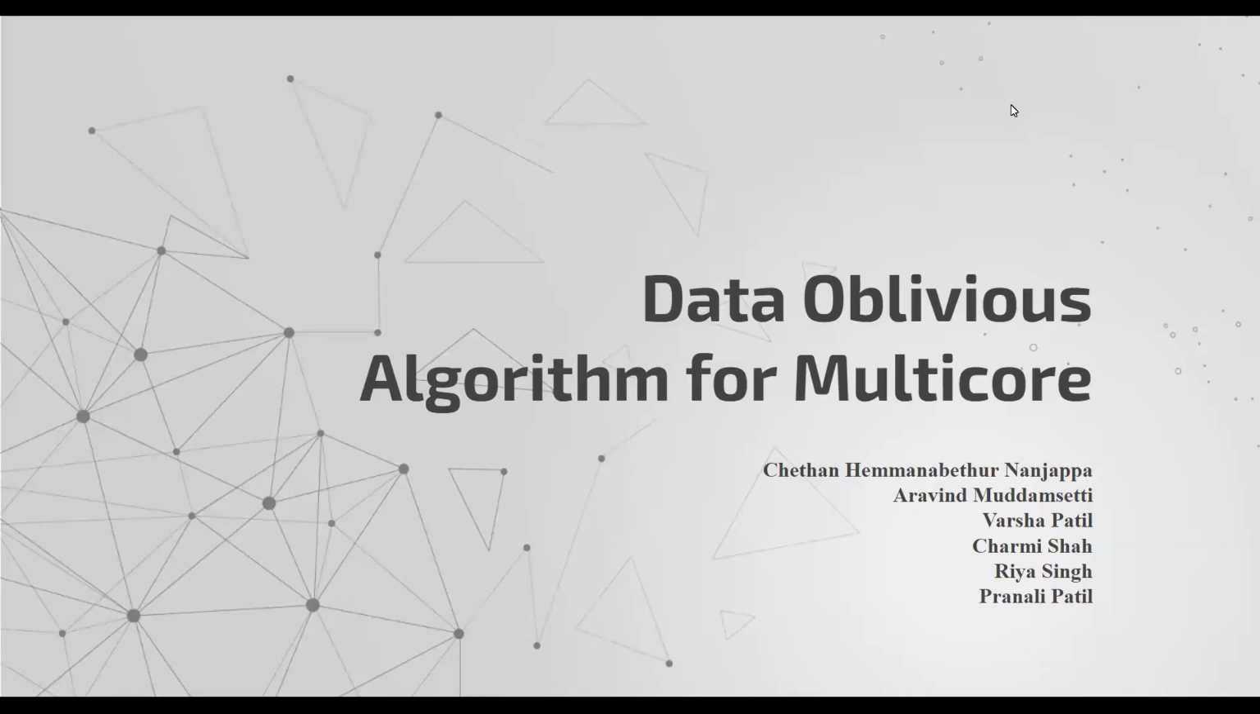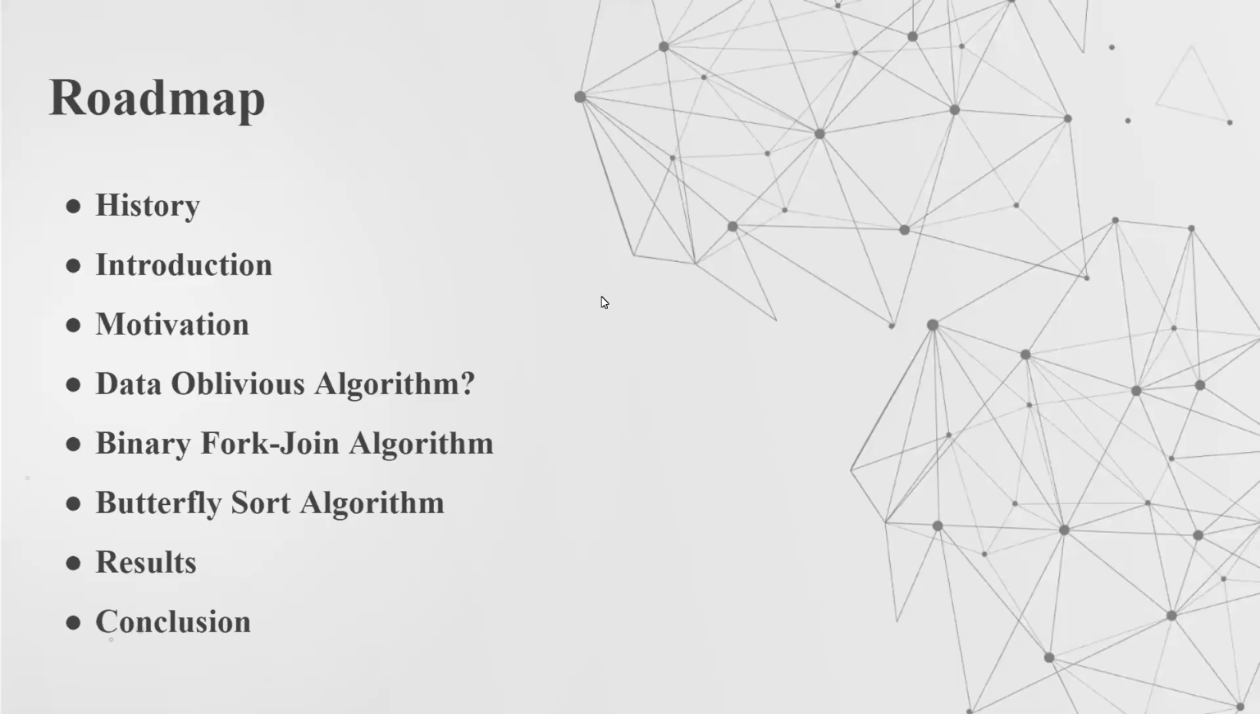Me and my team member are presenting the paper on data-oblivious algorithms for multicores, presented by Vijaya Ramachandran and Elaine. These are the topics we are covering in our presentation: history, introduction, the motivation for this paper, then what is a data-oblivious algorithm, then binary fork-join algorithm, butterfly sort algorithm, the results of this paper, and the conclusion of this paper.